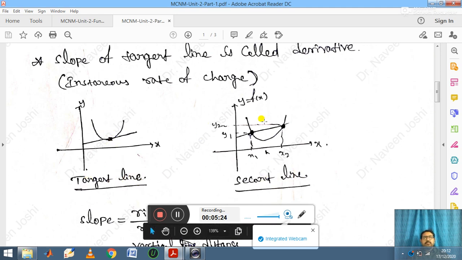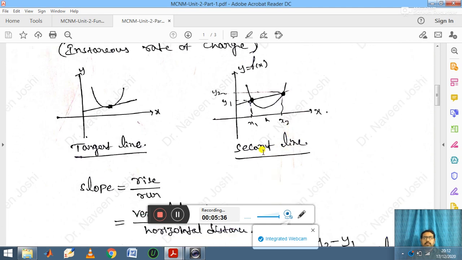Secant line means the straight line touches the curve at 2 points. Here you can see the first point is named x1, y1 and the second point is named x2, y2. Then this is the secant line. A secant line touches the given curve in 2 points, but a tangent line touches the curve at only 1 point.